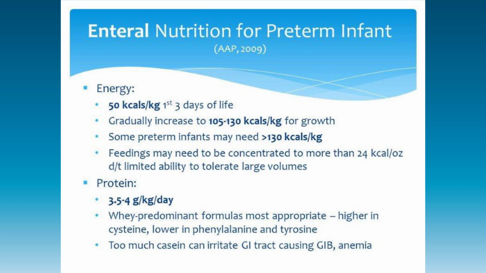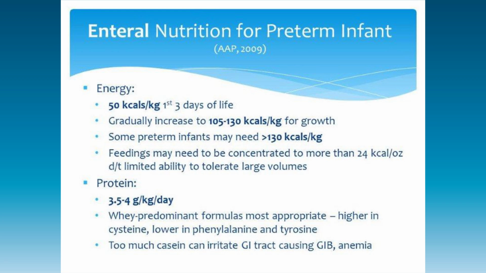Their feedings may need to be concentrated to more than 24 calories per ounce, because they may not tolerate enough volume to get in the calories they need. So you need to come up with a recipe to concentrate their formula to make it higher calories per ounce in a smaller volume, okay? You can concentrate up to 30 calories per ounce.